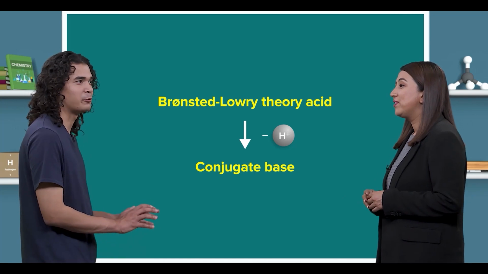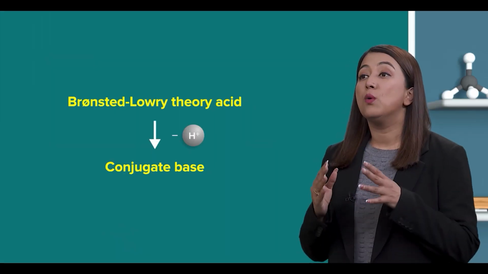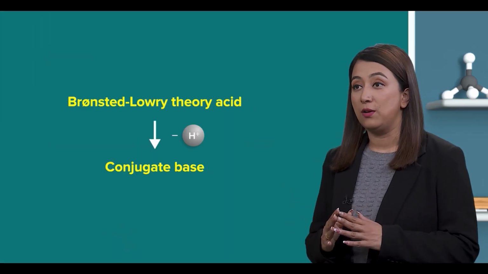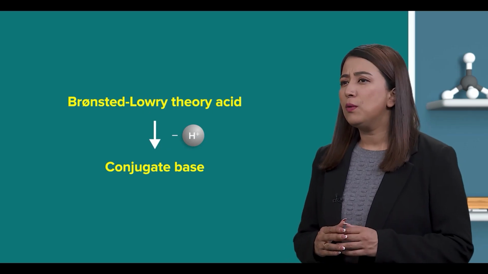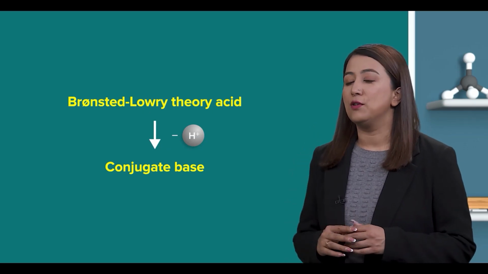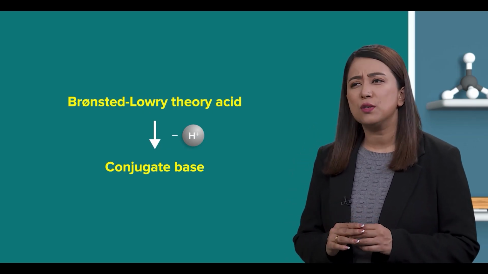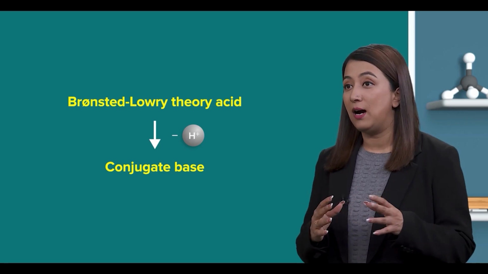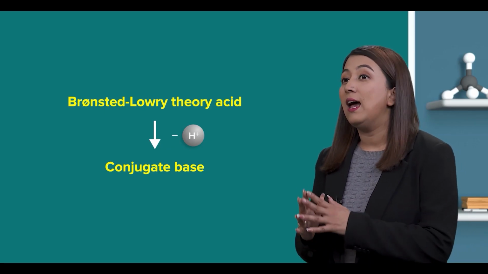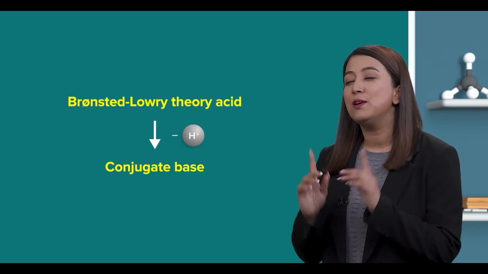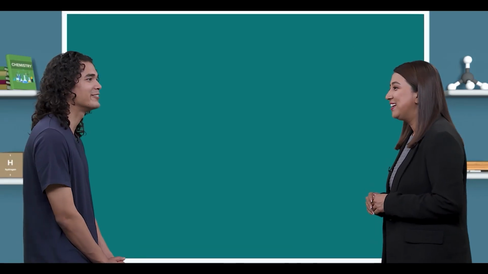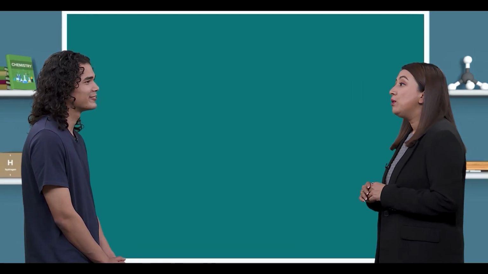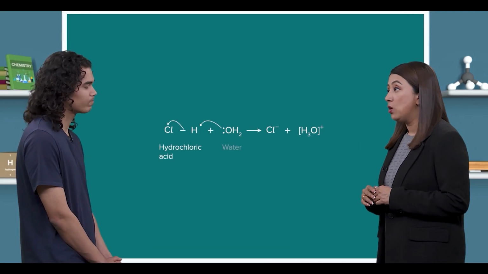Whoa, now I'm really confused. Don't worry, we're only going to scratch the surface of the theory at this level. You'll learn more about it in detail in A levels. So, for now, just focus on identifying the Bronsted Lowry acid and bases and their conjugate bases and acids respectively. Aye, aye, Captain.